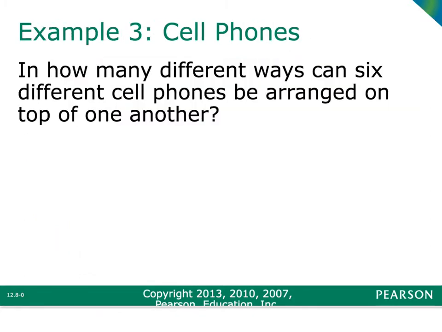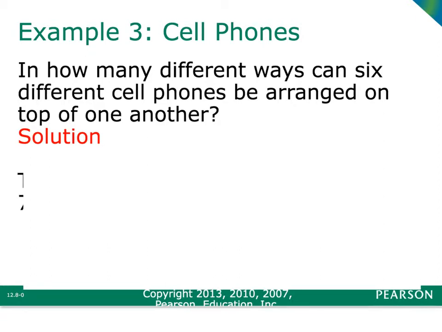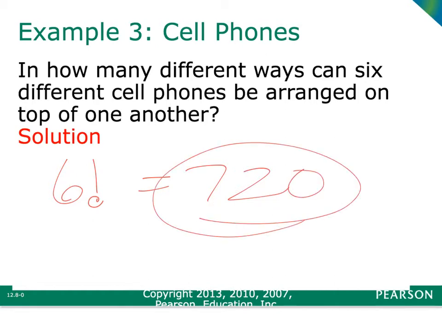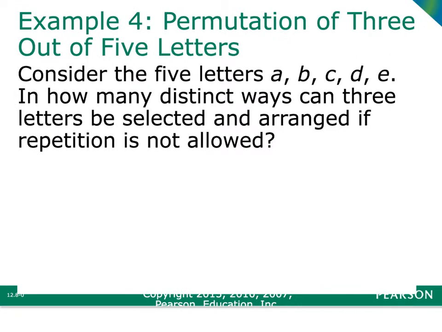So let's look at an example. This is probably something similar to what we just did. In how many different ways can 6 different cell phones be arranged on top of one another? So that is simply 6 factorial. You can do it in your calculator if you want. And there are 720 possible ways to arrange these cell phones.